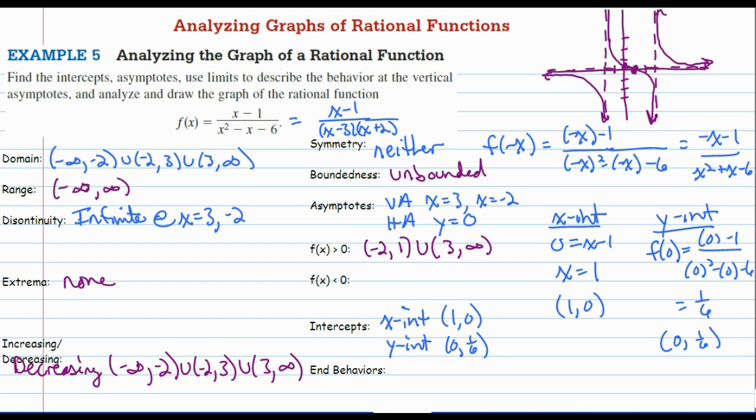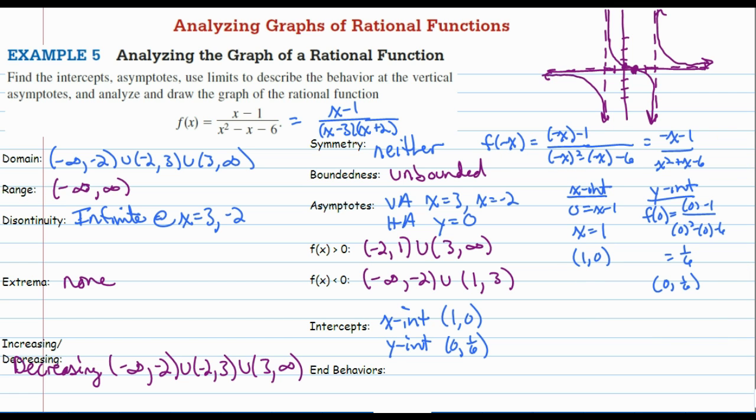So then where's the graph below the x-axis, or where are the y values negative? Well, that would be from negative infinity to the vertical asymptote, negative 2. Then again, in this little chunk after the x-intercept up to the vertical asymptote. So that would be from 1 to 3. So we're using interval notation just like we would for increasing and decreasing. It's just now I'm asking you where the graph is above the x-axis and where the graph is below the x-axis. Now we have 6 end behaviors to describe.